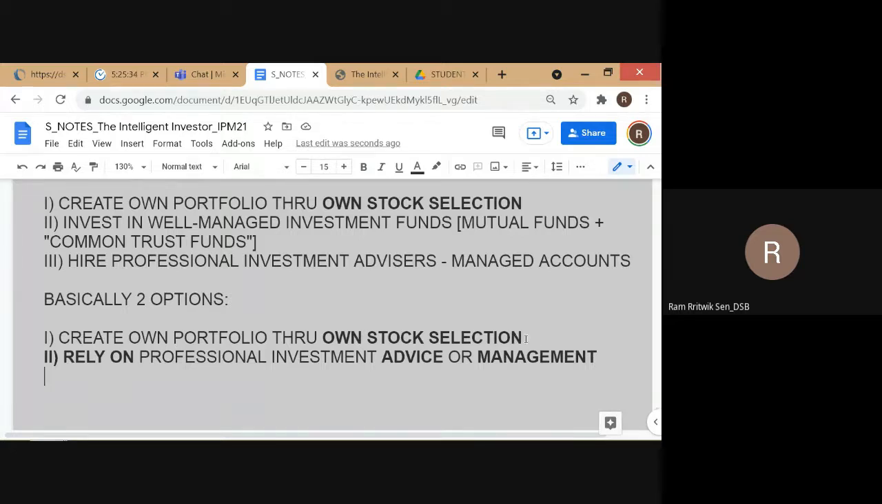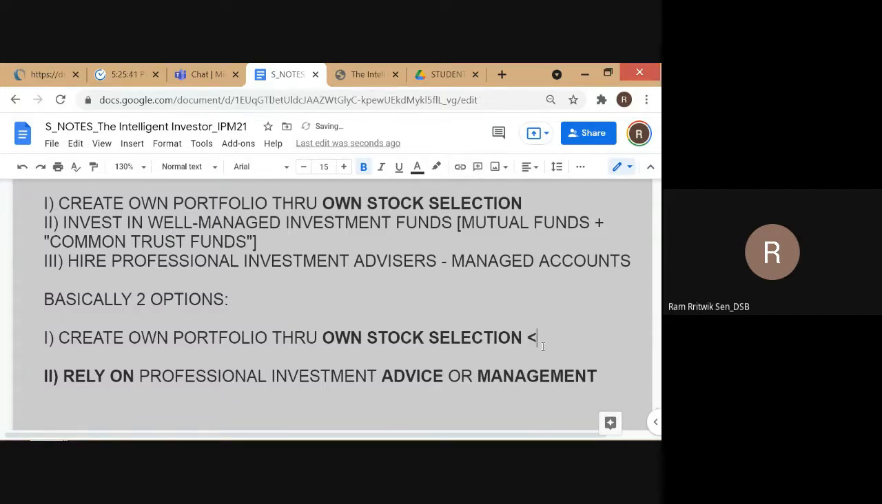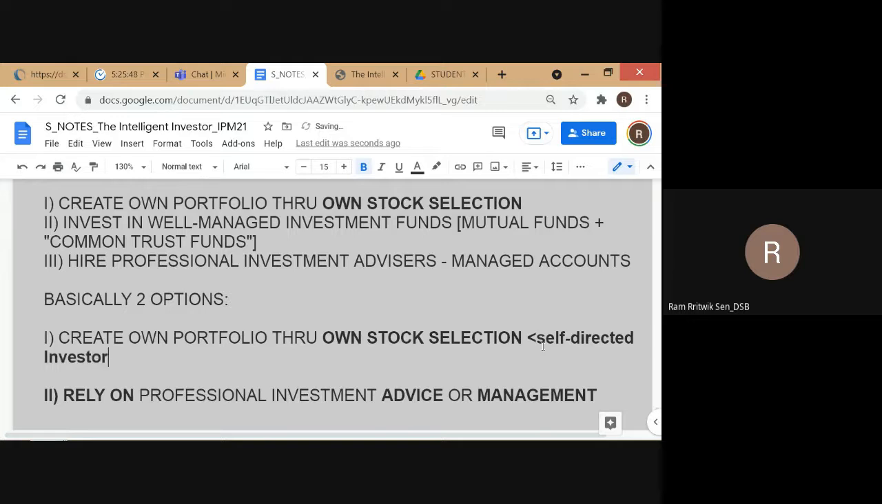This is the independent advisor. These are sometimes called self-directed investors by brokers like Interactive Brokers. They will call this self-directed. So the term in this case is self-directed investor, in the sense that this guy doesn't need any advice.